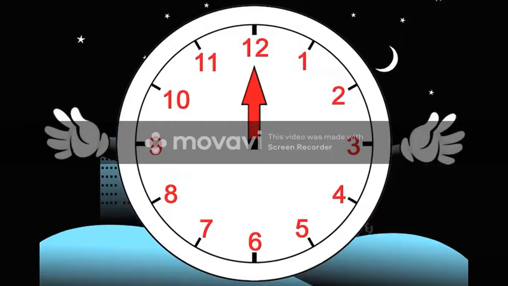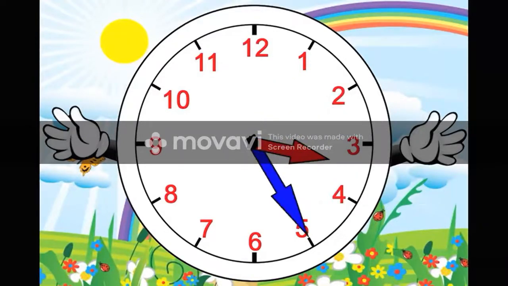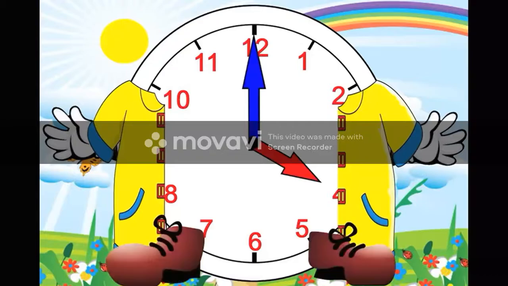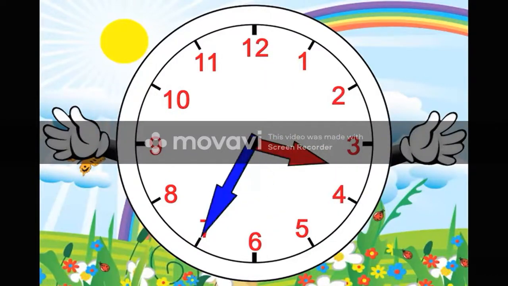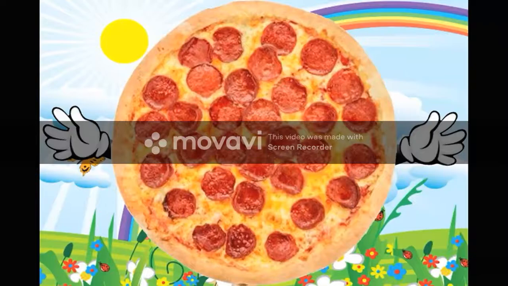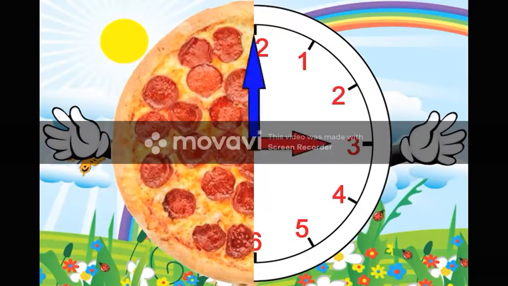But we also need to know how many minutes have passed. The big hand helps us know what minute it is. A minute is about the time it takes to put on your coat and shoes. The minute hand has to go all the way around the clock for each hour. Look at the shape of this clock. It's round, like a pizza. Now imagine that you ate half of the pizza. See what that looks like?